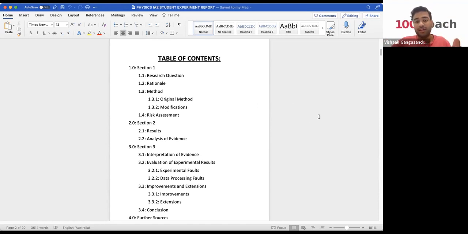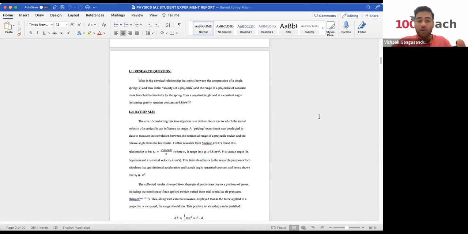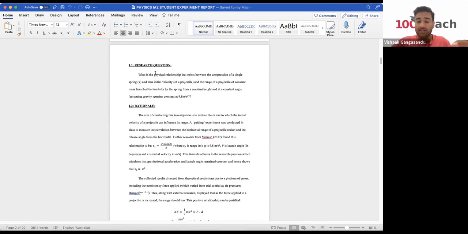But yeah, this is the physics exemplar, okay? Table of contents, you can see it looks exactly like this. What I did, so my research question, I put first. I would recommend you probably put your research question after the rationale.